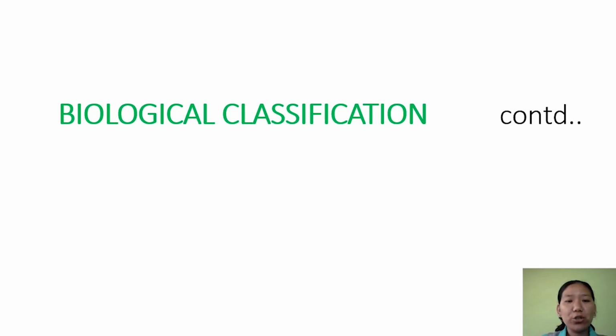Back to the second session of the second chapter, that is biological classification. In the first session, we talked about a system of classification, and we mainly focused on the five kingdom classification, and we also discussed in detail kingdom Monera and kingdom Protista. In today's class, we shall discuss the remaining kingdoms.